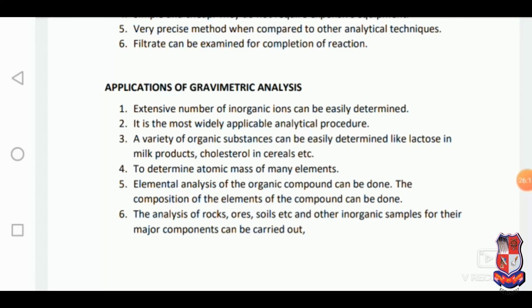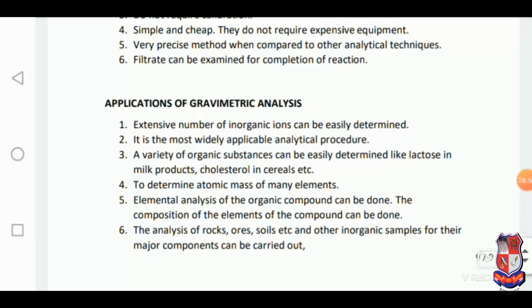To determine the atomic mass of many elements, heavy metals and others like cerium, lead and copper, all these elements which are present in the given sample can be effectively determined by gravimetric analysis. Elemental analysis of organic compounds can be done. The composition of elements of the compound can be determined. The analysis of rocks, ores, soils, etc., and other inorganic samples for their major components can be carried out.